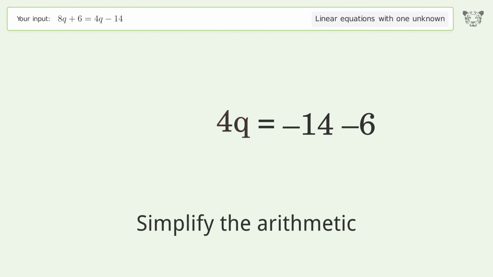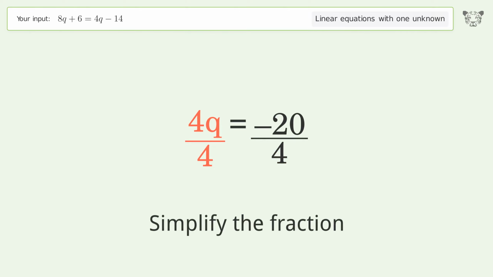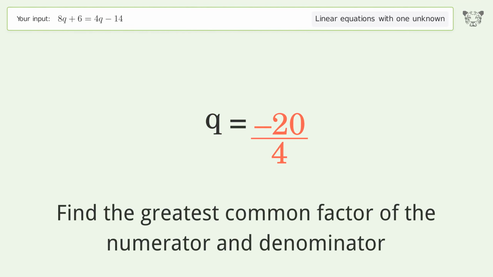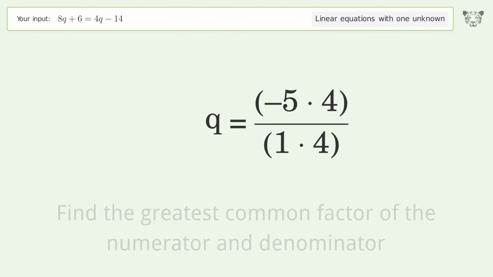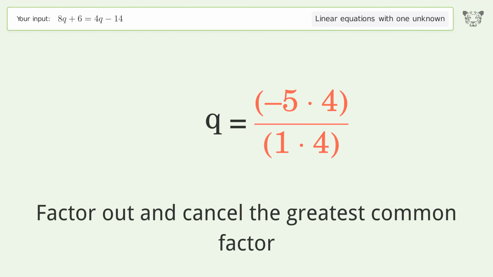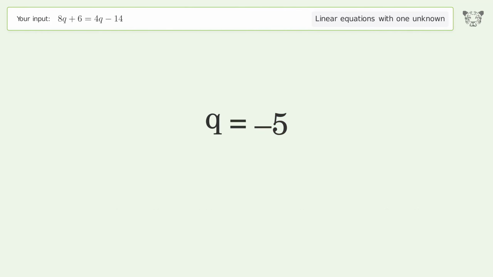Isolate the q. Divide both sides by 4. Simplify the fraction. Find the greatest common factor of the numerator and denominator. Factor out and cancel the greatest common factor. And so the final result is q equals -5.